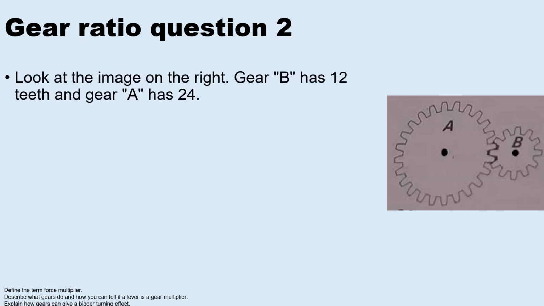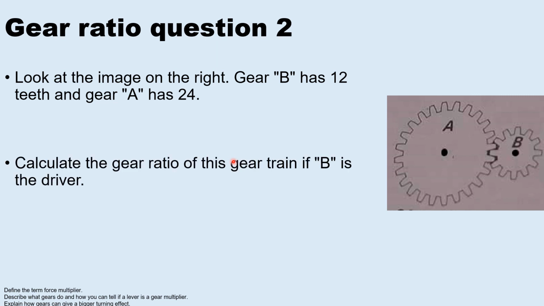Okay, for this one, the image on the right here, you have gear B, which has 12 teeth, and gear A has 24 teeth. Calculate the gear ratio of this gear train if B is the driver. So you would do 12 divided by 24, and that is 0.5. So that is your gear ratio.